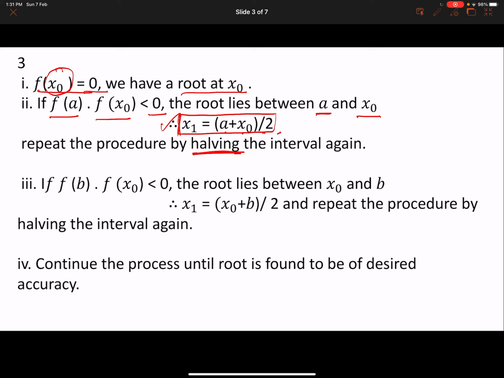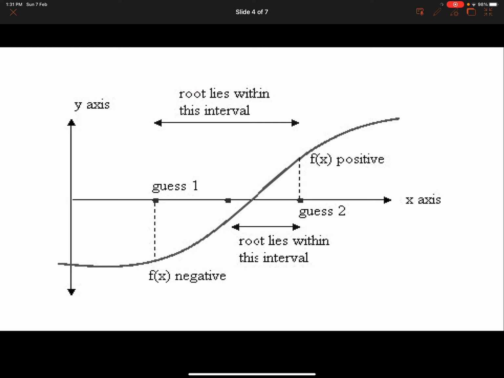However, if f(b) times f(x0) is less than 0, then this means that the root lies between x0 and b. And in this case, the next approximation will be x1, which is (x0 + b) divided by 2. And then we keep on repeating the procedure. We continue this process until the root is found to the desired accuracy. That is, the values which we are getting are repeated till the desired decimal places.